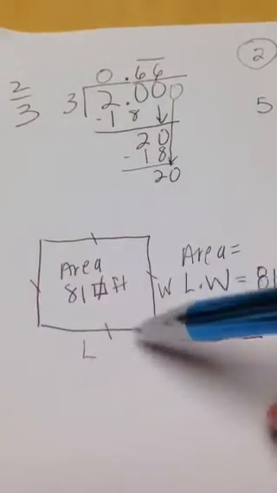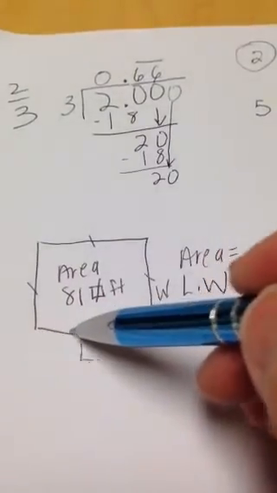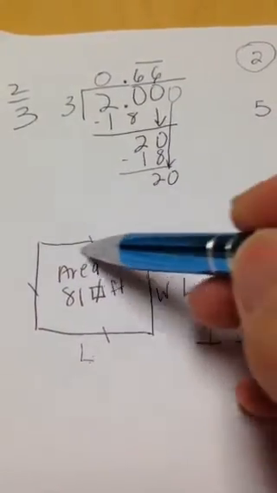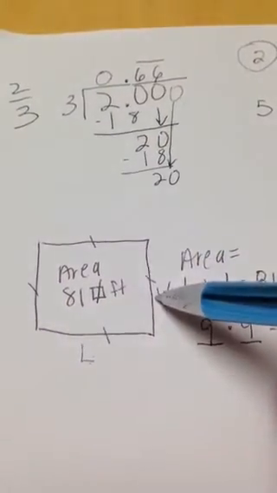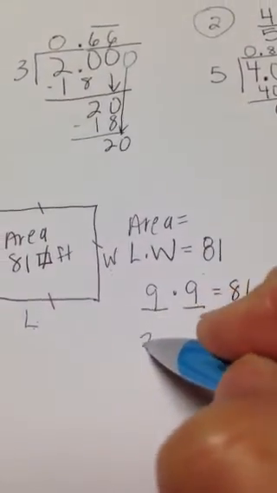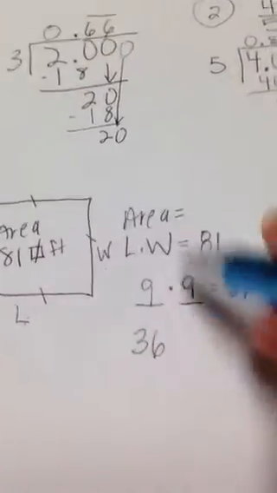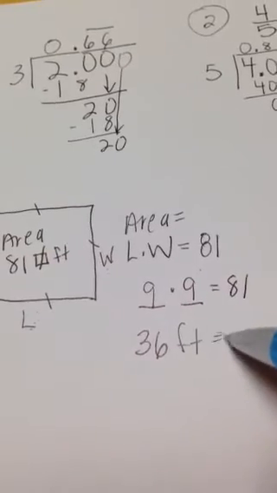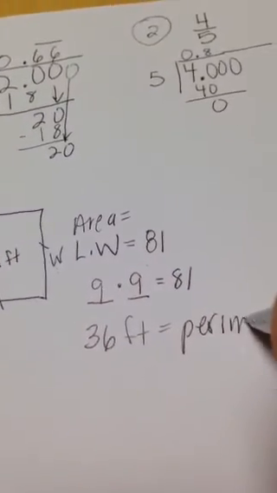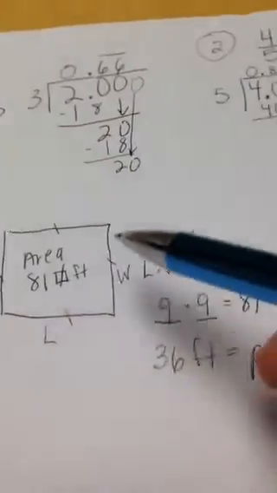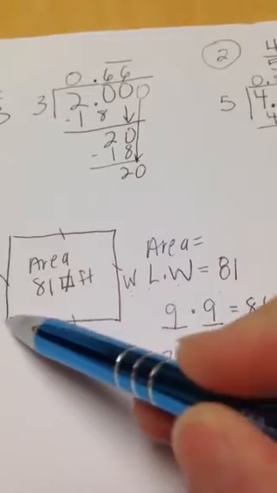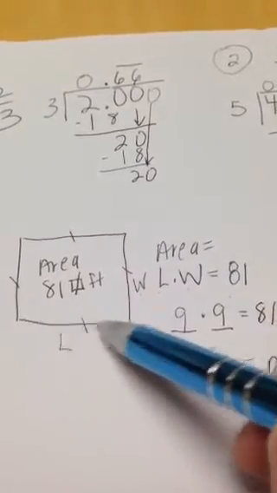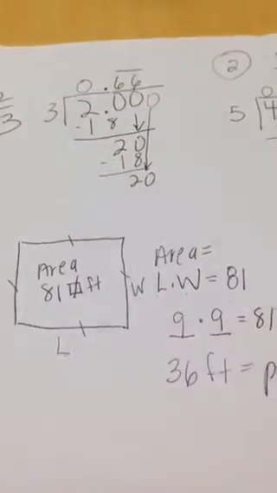Then what's the perimeter? Well, since it's a square, the perimeter is all the sides added up. So if it's 9 and 9 and 9 and 9, 4 nines is 36, and it would be feet is the perimeter. Again, the area, length times width, is 81, and the perimeter is the distance around the outside. 9 and 9 and 9 and 9 is 36.